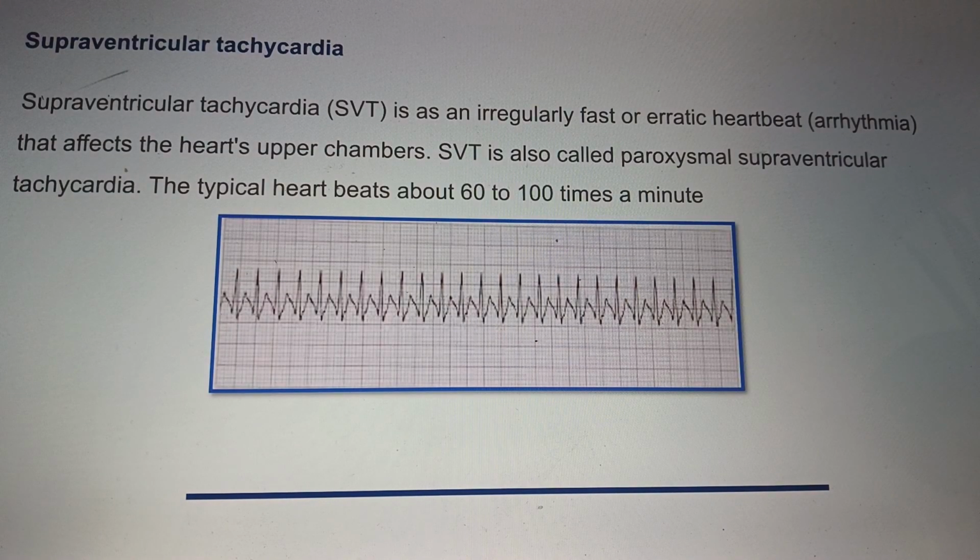Here we go. The first one is atrial tachycardia, that is supraventricular tachycardia, something originating above. So above the ventricle is supraventricular tachycardia. The typical heart rate is between 60 to 100 beats per minute. If it is more than 100, that is tachycardia, and it is originating above the ventricle, that is supraventricular tachycardia. In supraventricular tachycardia, there is an absent P wave. Rate is always more than 100 and there is no P wave in the ECG.